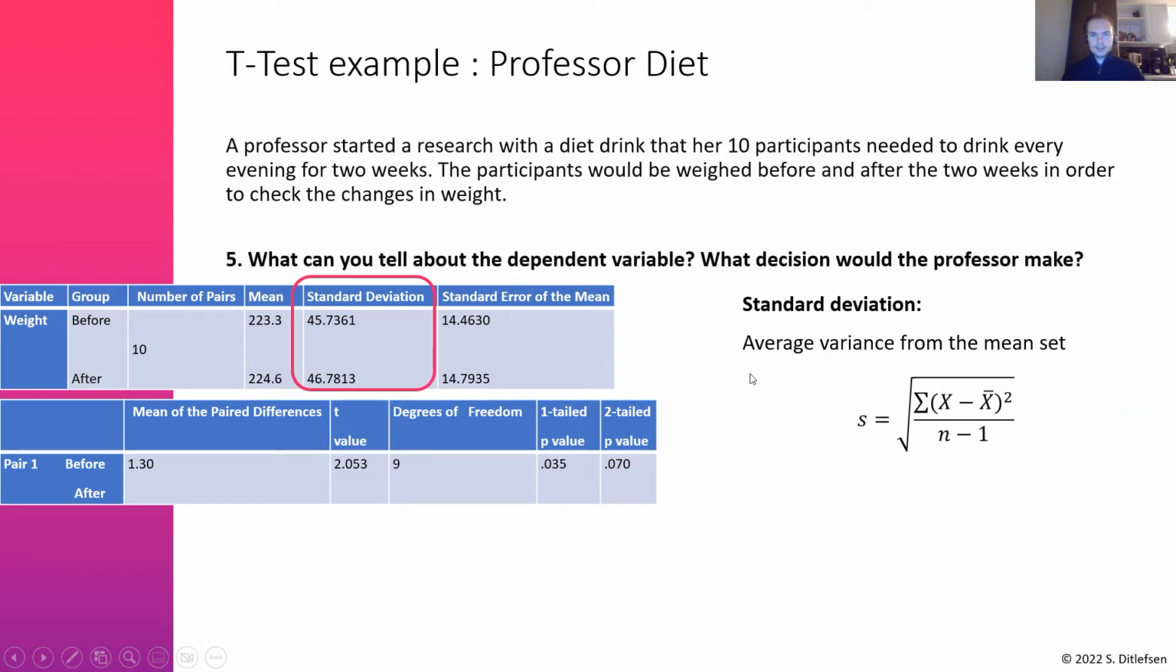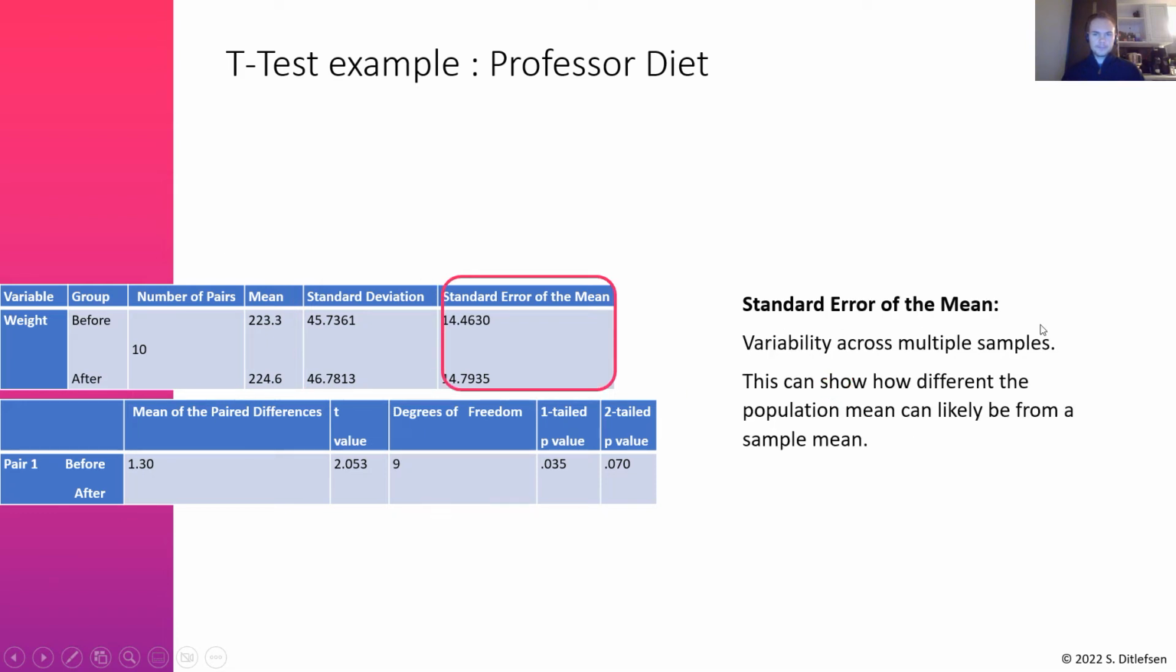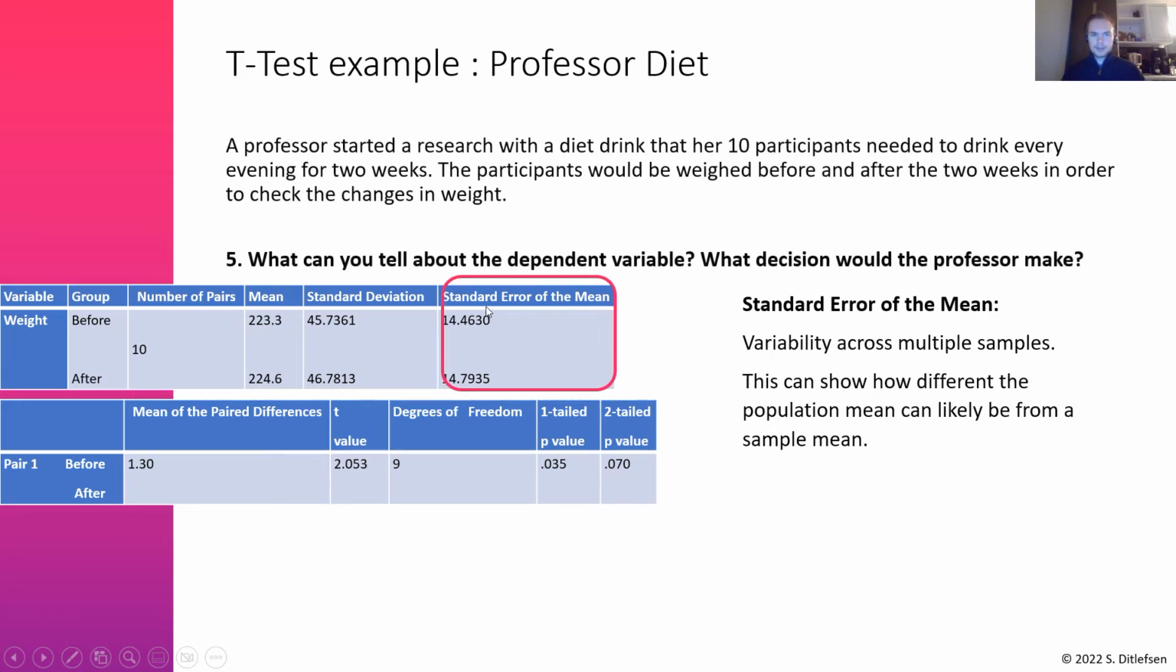Next is the standard deviation, the average variance from the mean set. So how much can one of the tests deviate from the mean set? And as we can see, before and after, it's not much difference. Next we have the standard error of the mean, and that is the variability across multiple samples. This can show how different the population mean can likely be from a sample mean.